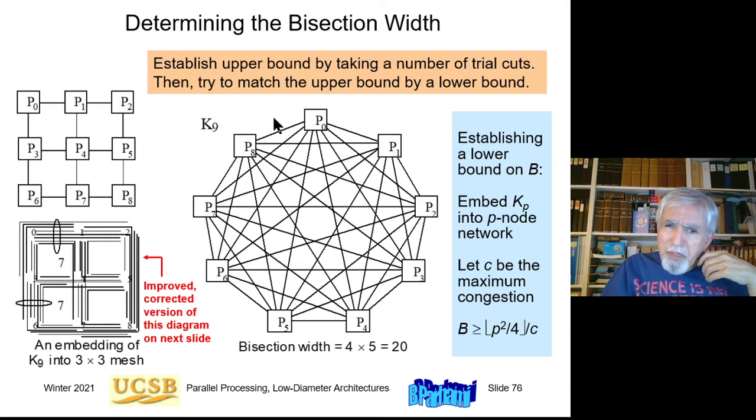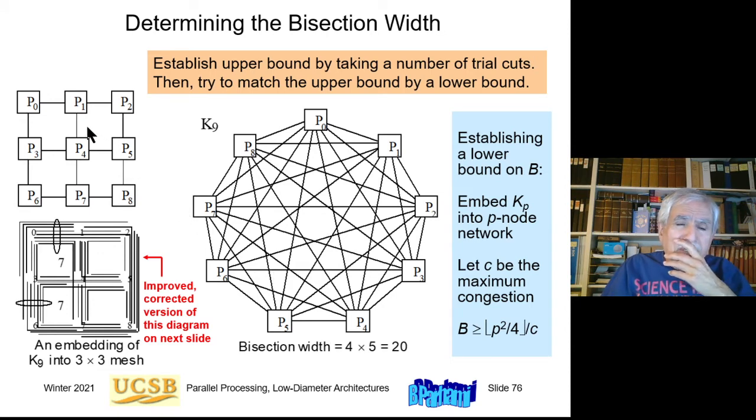And because of its symmetry, it doesn't matter which 4 nodes are on one side, which 5 nodes on the other side. And then every one of the 4 nodes on one side is connected to every one of the 5 nodes on the other side. So the bisection width is 20, 4 times 5. Okay? So for the complete graph, I easily find the bisection because of its symmetry.